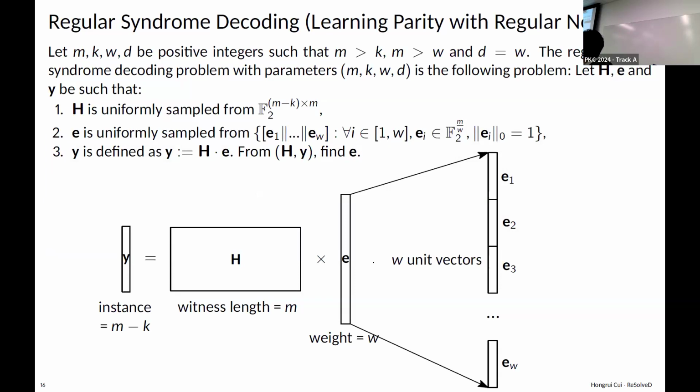Our next step is to restrict our attention to the regular variant of syndrome decoding. In particular, we consider E to have this structure. E is divided into several equal length blocks. Each block is a unit vector. So we only have to prove that each block has Hamming weight 1.